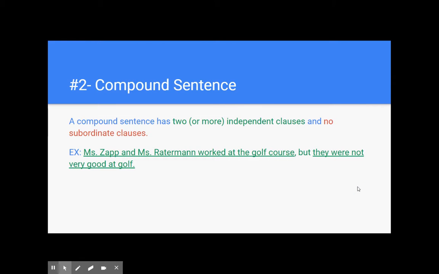Then we have a compound sentence. That's when you have 2 or more independent clauses, but you still don't have any subordinate clauses. So Ms. Zapp and Ms. Rotterman worked at the golf course, right? That would be an independent clause. That could hang on its own. Look at the next underlined segment. They were not very good at golf. That is also an independent clause. It has a subject, a verb. It completes a thought. So we have 2 independent clauses here. Remember from last week's NoRedInk, when you have 2 independent clauses, you can combine them with a comma and a coordinating conjunction. Again, there were several ways you could combine those, but this is one. That would be a compound sentence because it has 2 independent clauses.